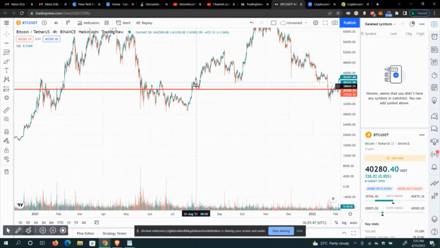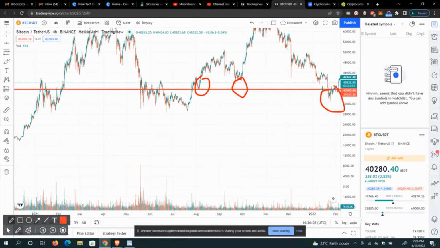Let's say it's a market that is going downward. I'm going to use this as an example. You see this market going downward here. Let me use this as an example. You see the market that is going down here. This spot.